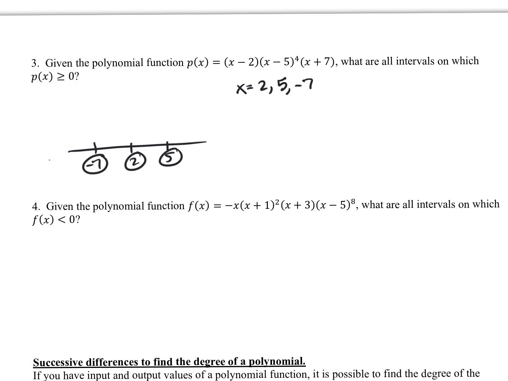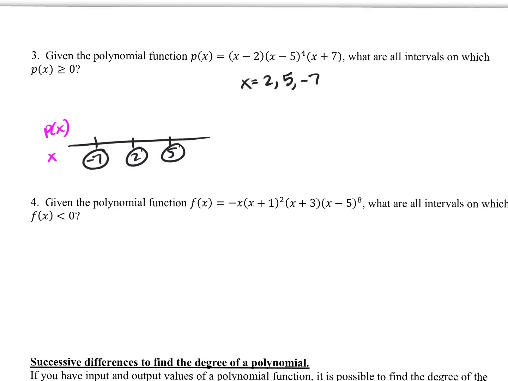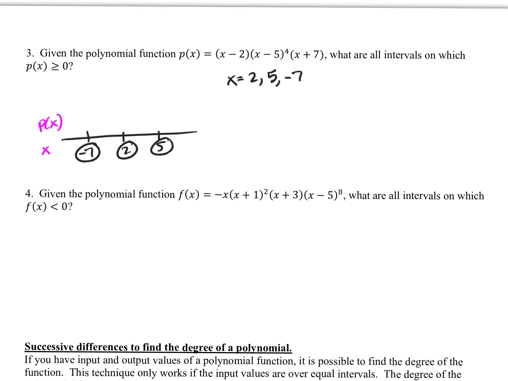I like to say, hey, those are x's, and I'm going to plug them into the p of x again. That's what we named this function. Aaliyah, can you give me a number less than -7? -8 sounds good. How about a number between 2 and -7? 0. I love a 0. Between 2 and 5? 3. Bigger than 5? 6. Beautiful.